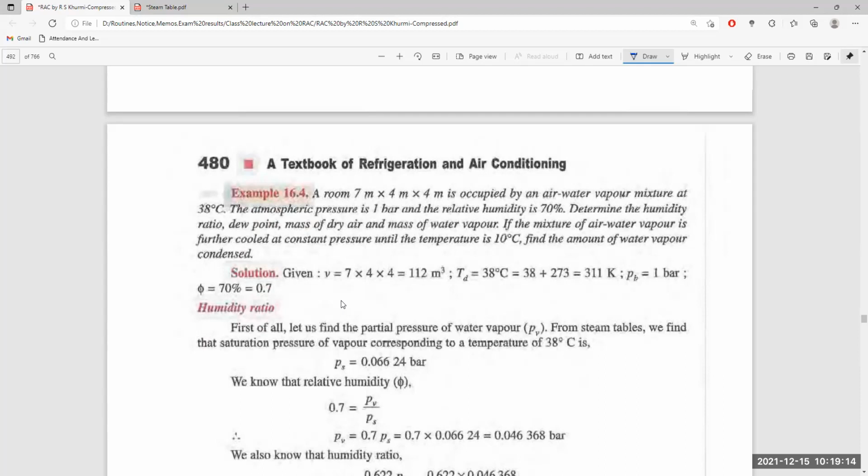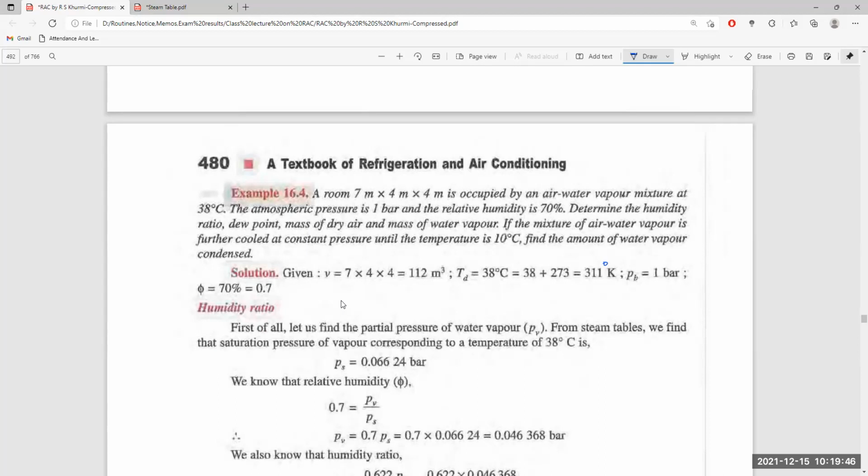So what is the volume of this room? Given as 7 into 4 into 4, that is 112 cubic meter, and it is occupied by the air water vapor mixture at 38 degrees centigrade. The dry bulb temperature is given, that is 38 degrees centigrade, or in the Kelvin scale 311 Kelvin, and barometric pressure is given as 1 bar, and phi, the relative humidity, is equal to 0.7 or 70%.